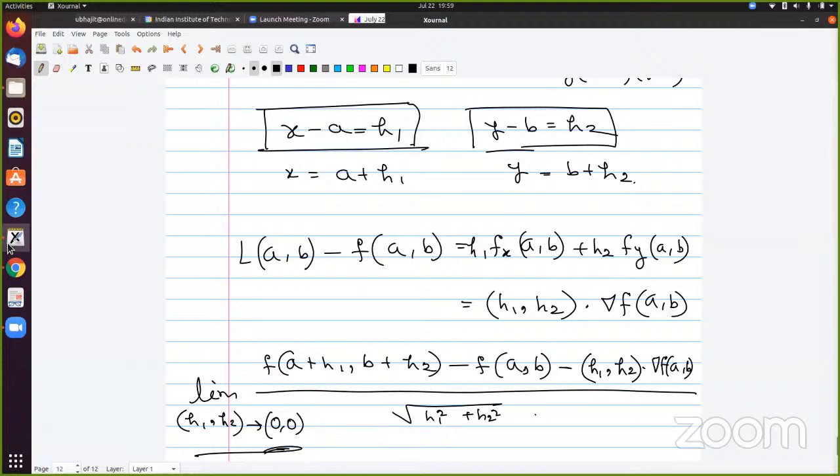Clear? Yes, sir, clear. Sir, I want to ask a question. From this, we can derive that if the function is differentiable, then it is continuous, and if it is continuous, then the limit also exists. So can we use this thing to check whether the function is continuous at a point or not?